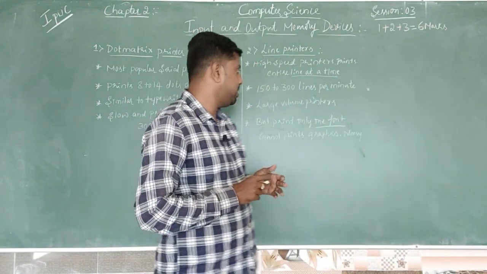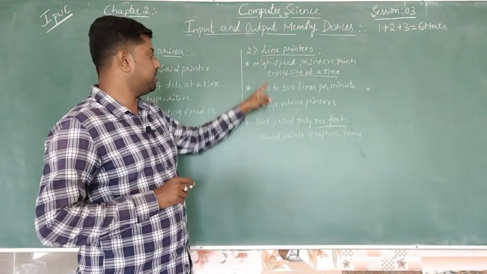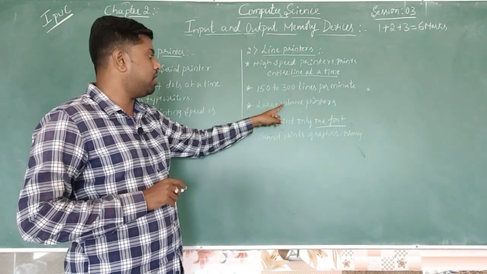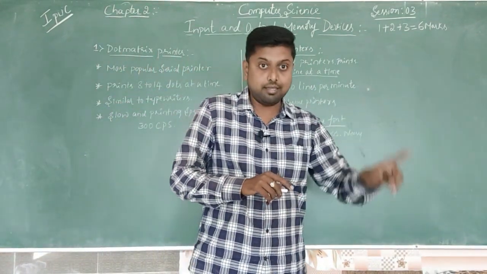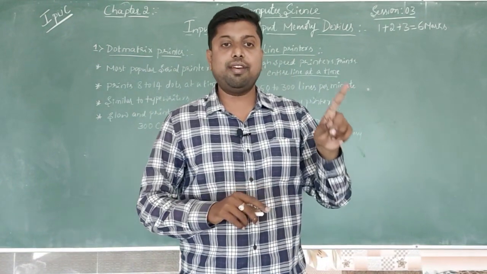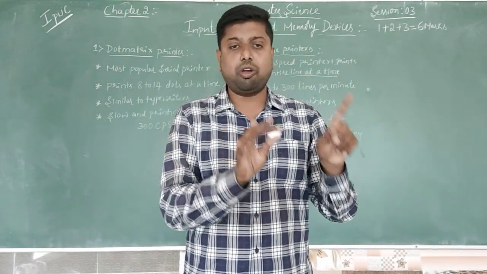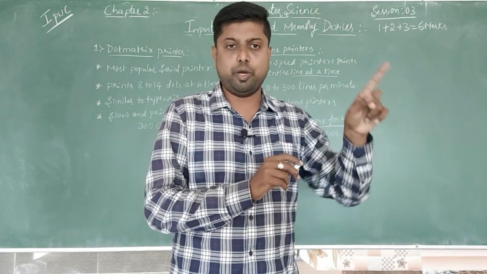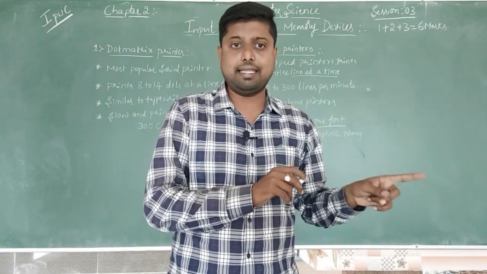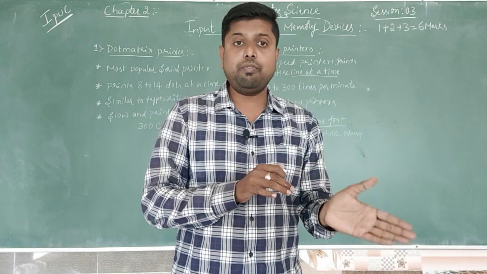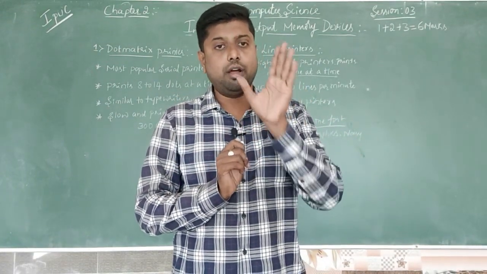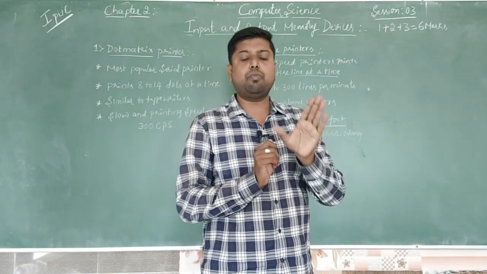So that's a major key. And the third characteristic of line printers is that they are large volume printers. This is the reason whenever we want large document printing, we use line printers, because they are very fast and print 150 to 300 lines per minute. So this is the major point. That's why it is a large volume printer.